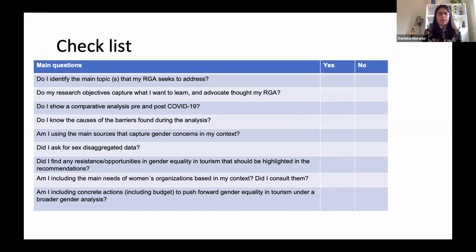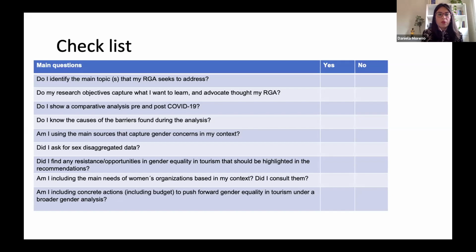Another question is, do I know the causes of the barriers found during the analysis? So when answering this question, try to think if you formulated your questions for matrix number 2 based on the 3 types of causes: intermediate, underlying, and structural causes. Try to think about this all the time.